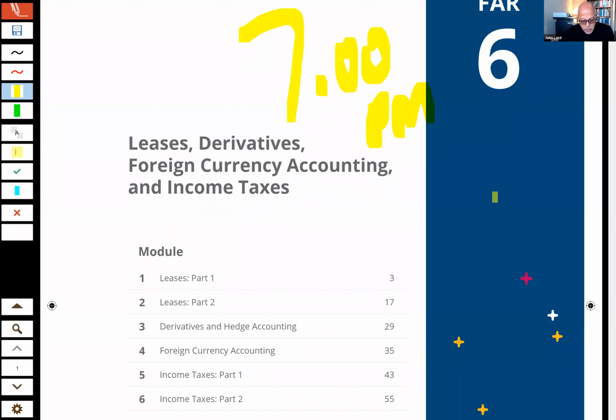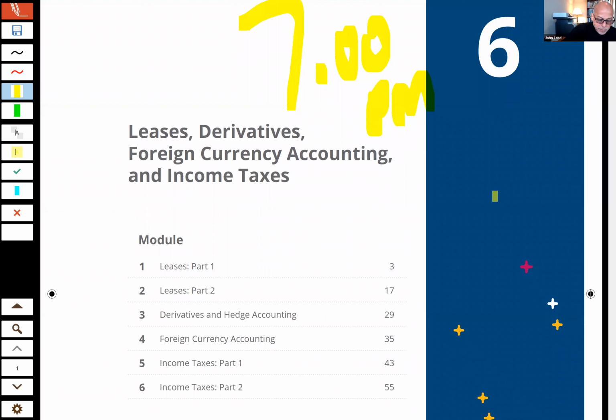And let's go ahead and take a look at chapter 6. Okay, now tonight we're going to cover leases. Leases have long been on the exam. It's about a 5-point area. And you guys had asked that I go through that with you here together tonight. So we're going to do that.